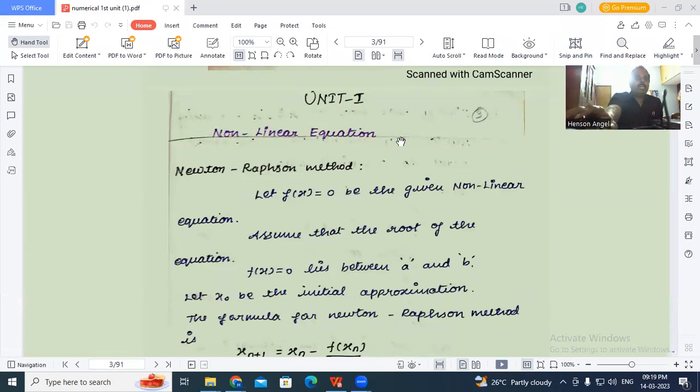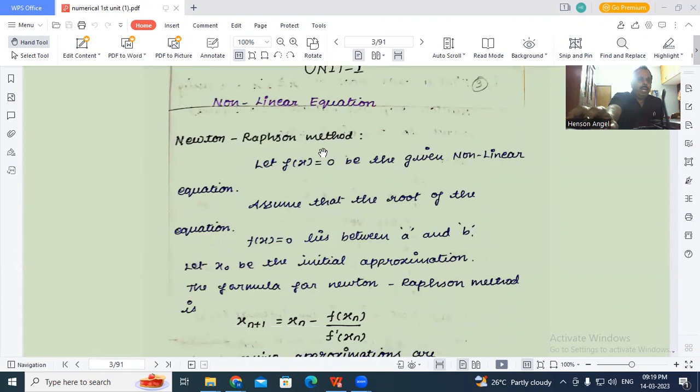My name is Henson. I am working as assistant professor in the Department of Mathematics, St. Joseph's College of Arts and Science, Cuddalore. I am going to teach numerical analysis for first MSc Mathematics. Unit 1. Topic is nonlinear equation. Now we are going to solve a nonlinear equation by Newton-Raphson method. Now I am going to explain the procedure for Newton-Raphson method.